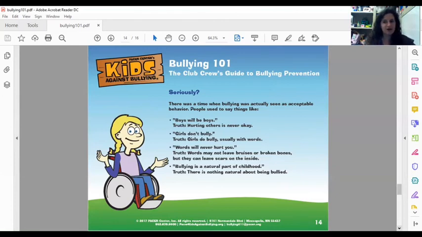Words will never hurt you. Now, some people do agree with that. Great, you are well above some other people, but I know that when I was your age, words would hurt me. When people would make fun of my hair, that would hurt. They don't leave bruises or broken bones like what we're used to seeing when you're being hurt, but they do leave scars on the inside, and they do leave other things on the inside.